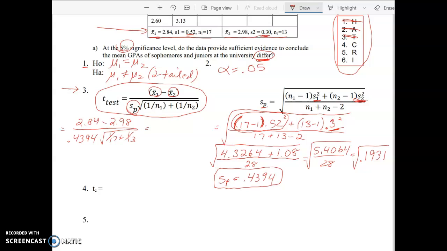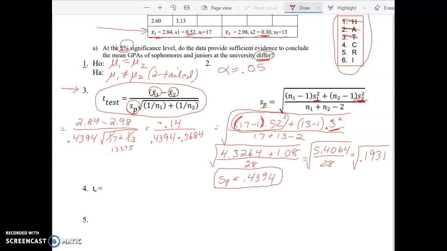So the top ends up to be a negative number, negative 0.14, not a very big number. And then in the bottom here we get the 0.4394 times, when you take 1 divided by 17 plus 1 divided by 13, you get 0.13575. Then you have to take the square root of that, and you end up with 0.3684. Just keep those 4 decimal places there for now.